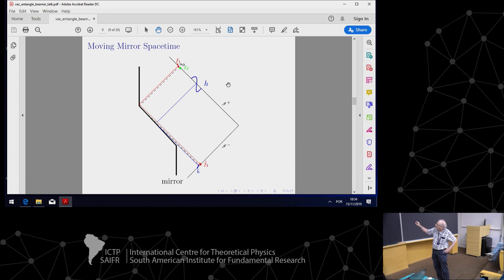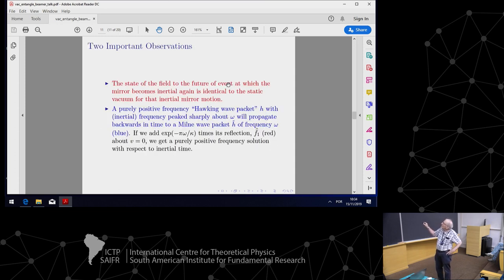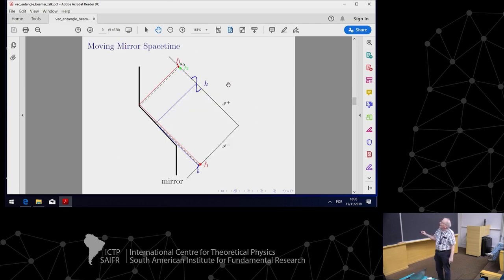Now, there's a nice way of saying what this wave packet becomes when you reflect it off the mirror, blue shift it, and propagate it back to scry minus, which is that it becomes a wave packet, which I'm denoting at scry minus, H tilde, of Milne positive frequency omega. The blue shifting is basically converting the inertial frequency omega here to a Milne frequency down here.